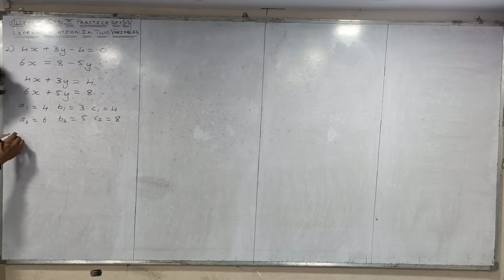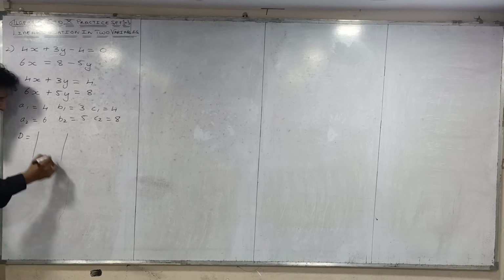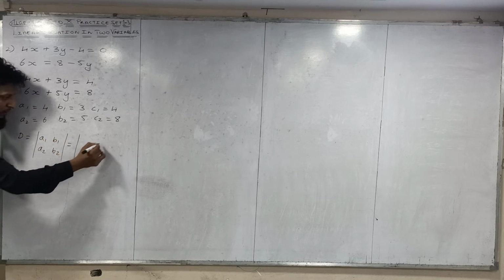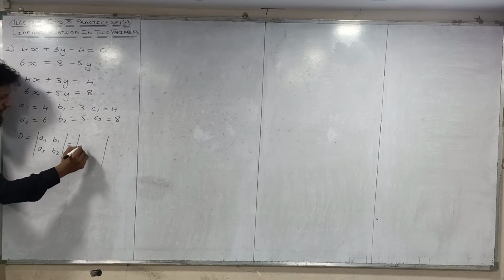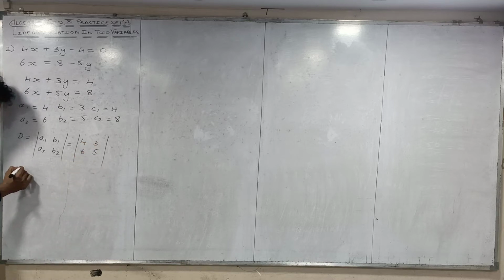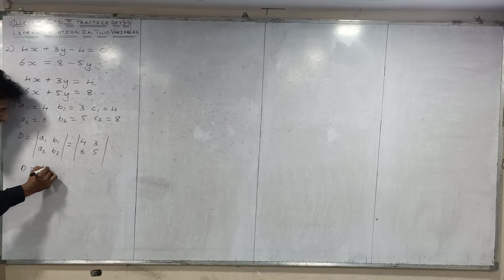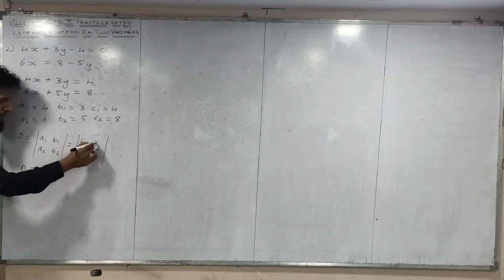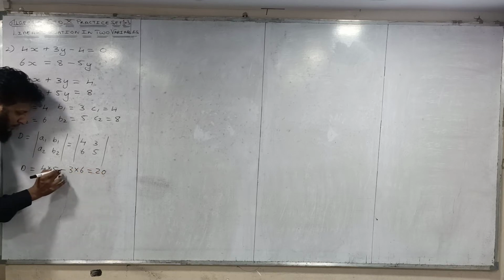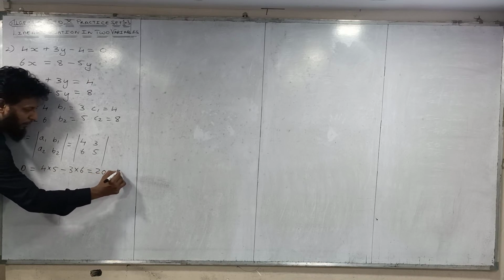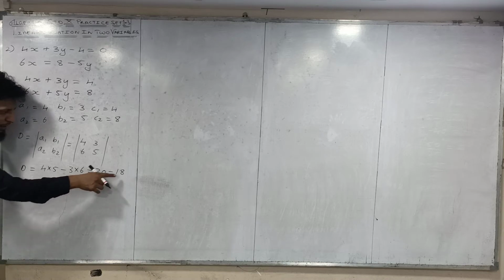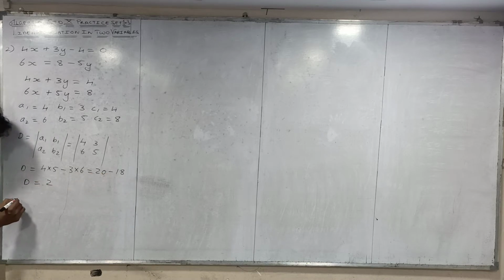So here, same d, what is the formula? a1 a2, b1 b2. Then write the values: a1 a2 is 4 6, b1 b2 is 3 5. So d is equal to 4 multiplied by 5, put minus sign, then 3 multiplied by 6. Here 4 5s are 20, minus sign, 3 6s are 18, so minus 18. D is equal to how much? 20 minus 18 is 2. So we have found the value of D.